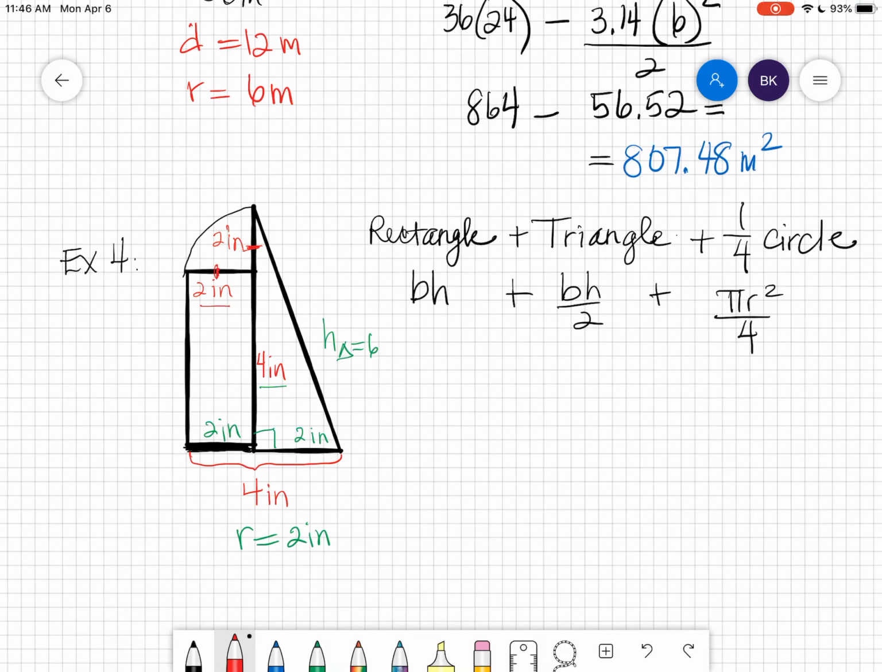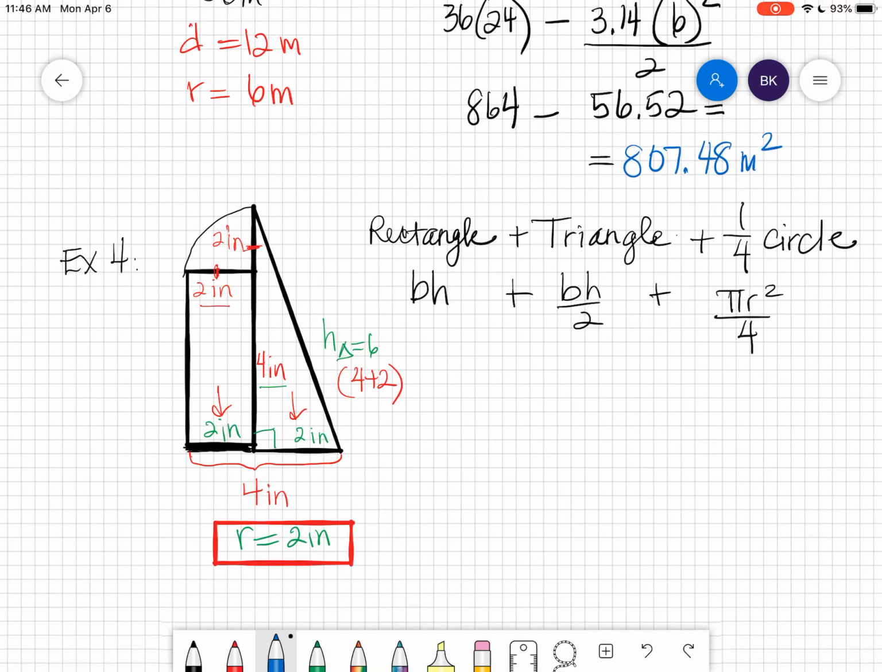So 4 plus 2 is 6. 4 plus 2, that's where we got the 6, the height. Now also, if you add 2 and 2, it will be 4. So our radius, as you can see, is 2 inches. So now we're just ready to plug in our numbers.